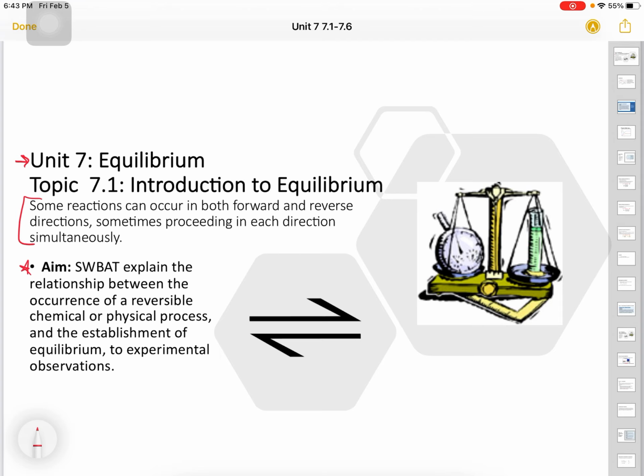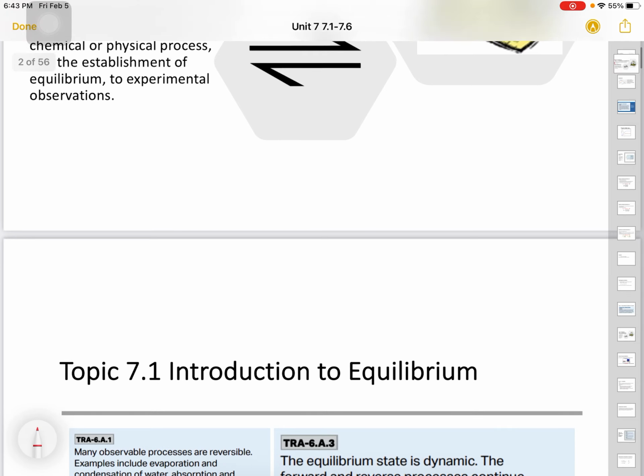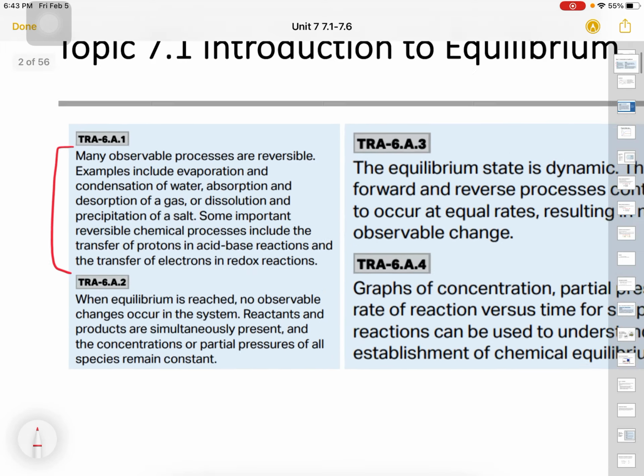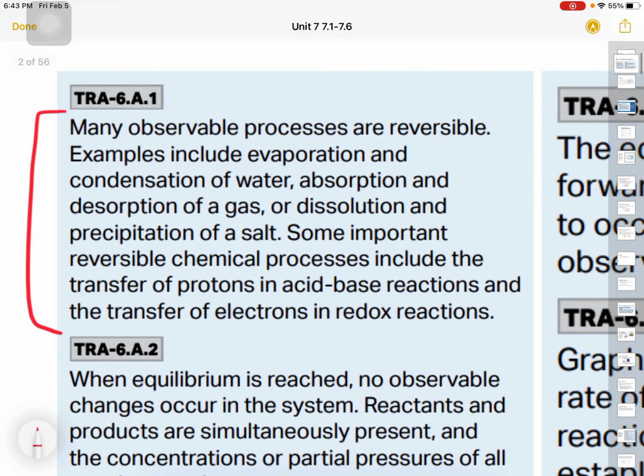For this particular short introductory section, you'll be able to explain the relationship between the occurrence of a reversible chemical or physical process and the establishment of equilibrium to experimental observations. This is the key information from the College Board. Many observable processes are reversible. Examples include evaporation and condensation of water.